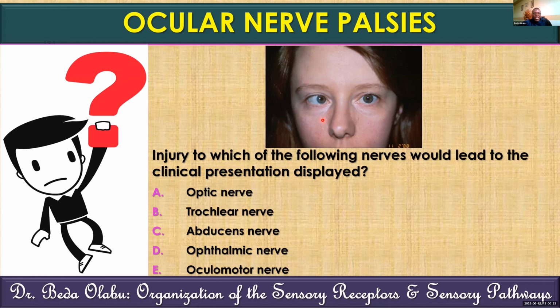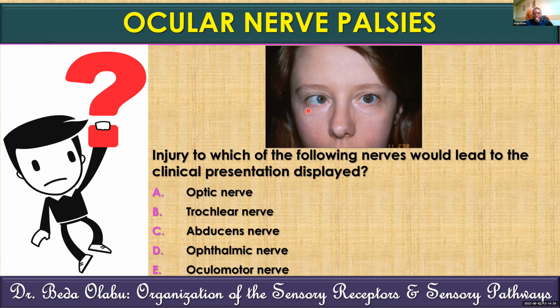Which cranial nerve is injured so that the eye can be in that position? If you understand the anatomy of the extraocular muscles and their actions and innervation, then this should not be a difficult thing. When you look at this one, the eye affected is the right eye. It is important that you determine which eye you're focusing on first. Then the next thing you ask yourself is, how is that eye affected?